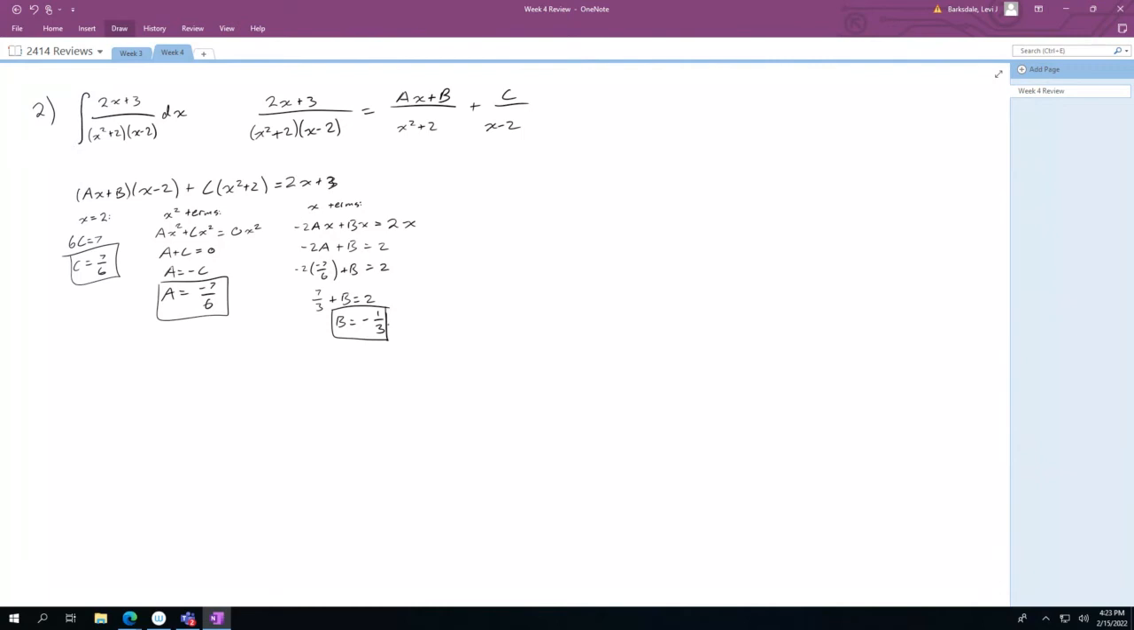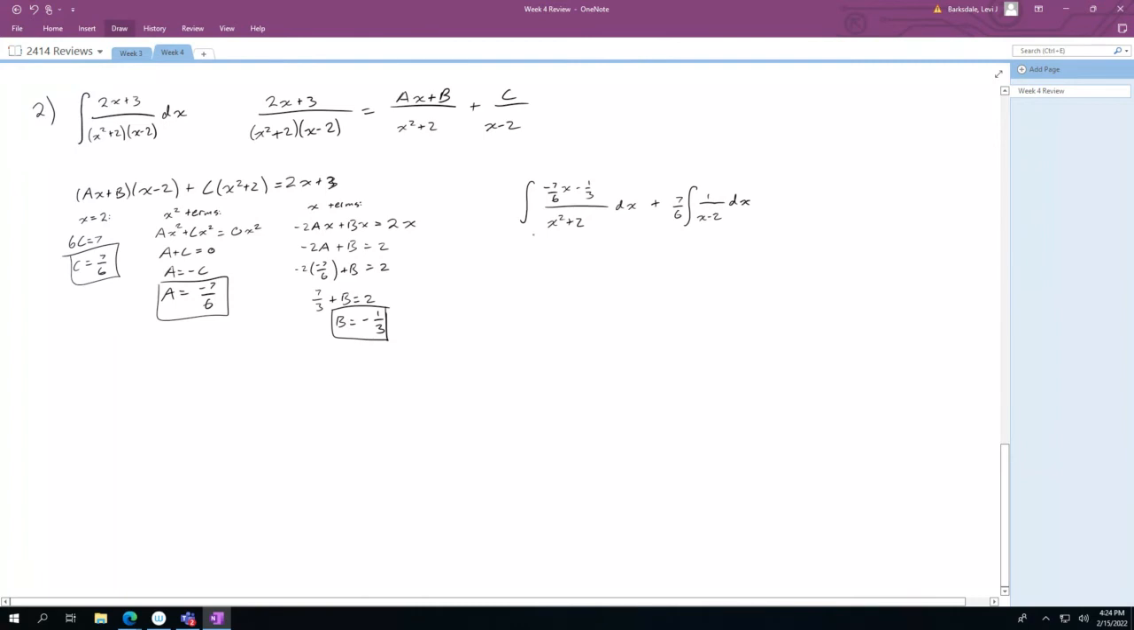But we're going to work through from this. Now we can plug our A's, B's, and C's in. And we have, here we go, the integral of negative 7/6 x plus, or I guess negative 1/3, all over x squared plus 2, plus the integral, or plus 7/6 times the integral of 1 over x minus 2. Right?